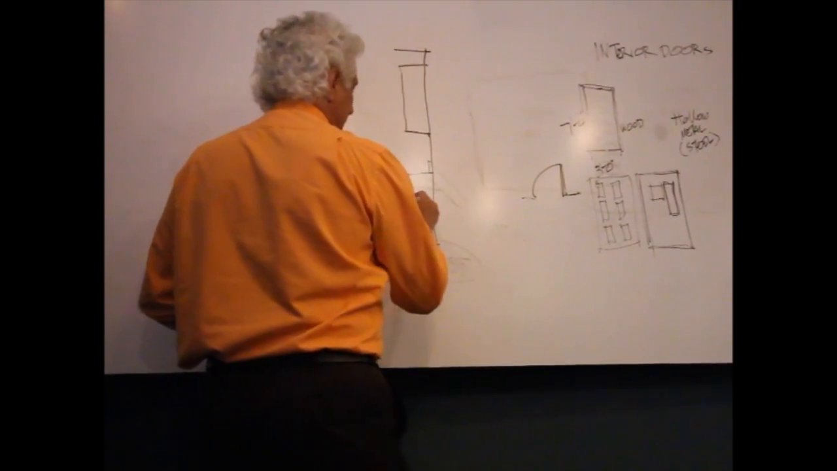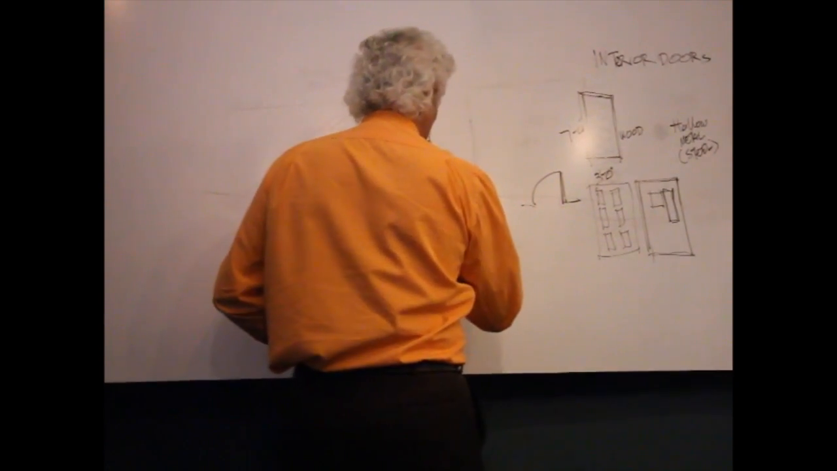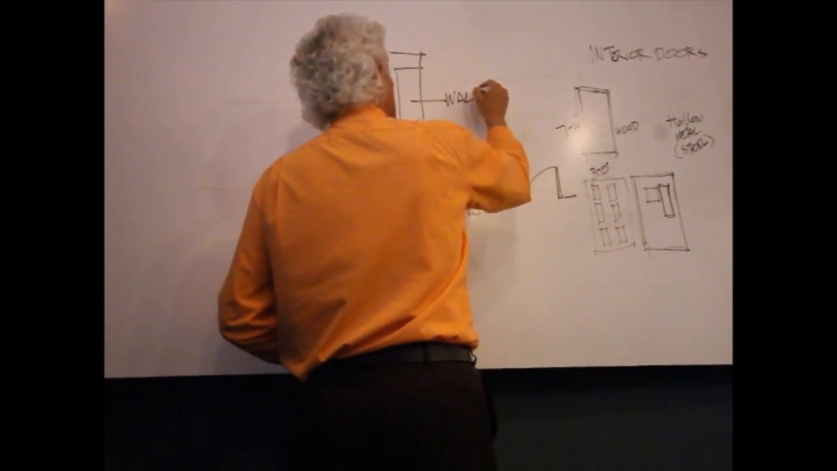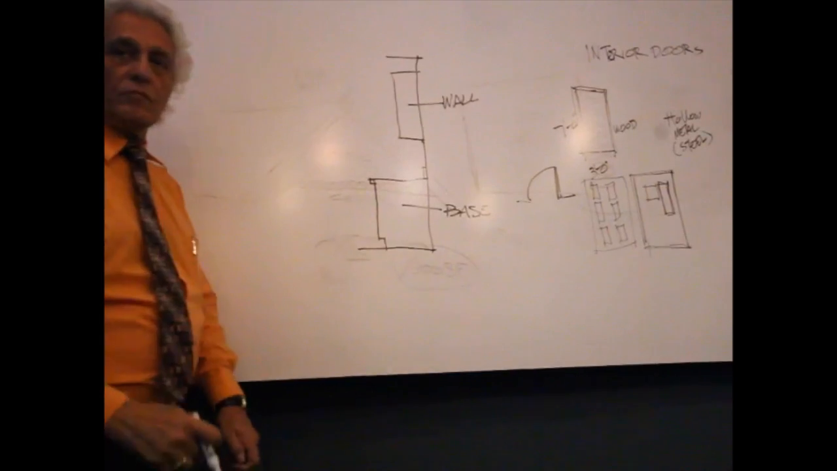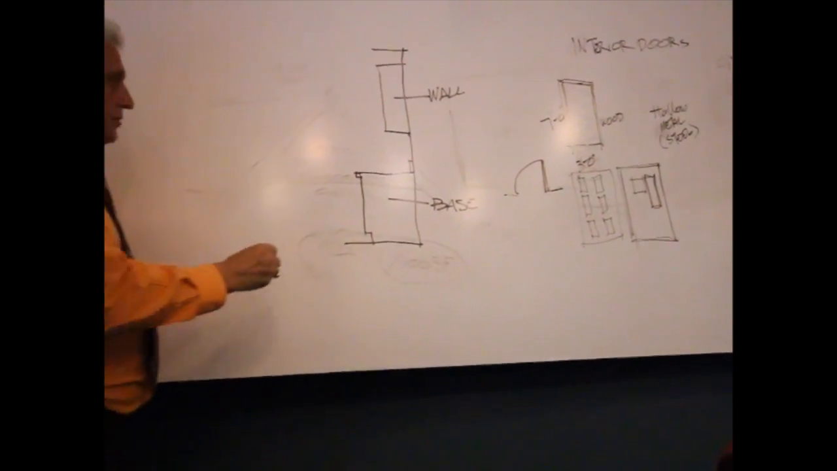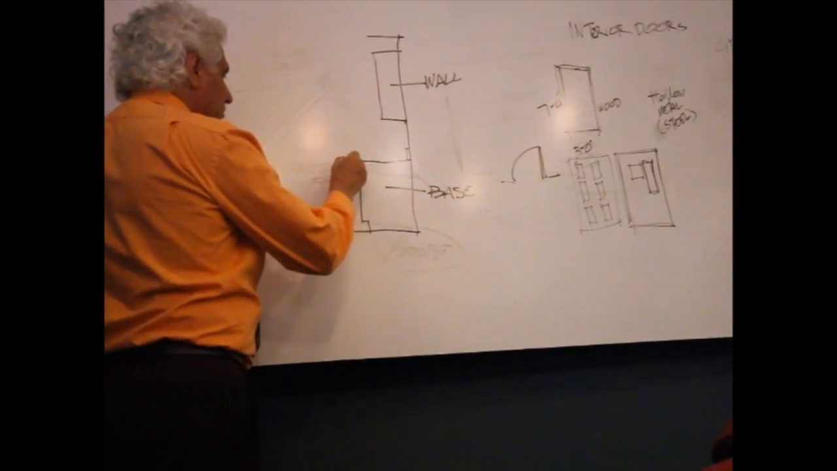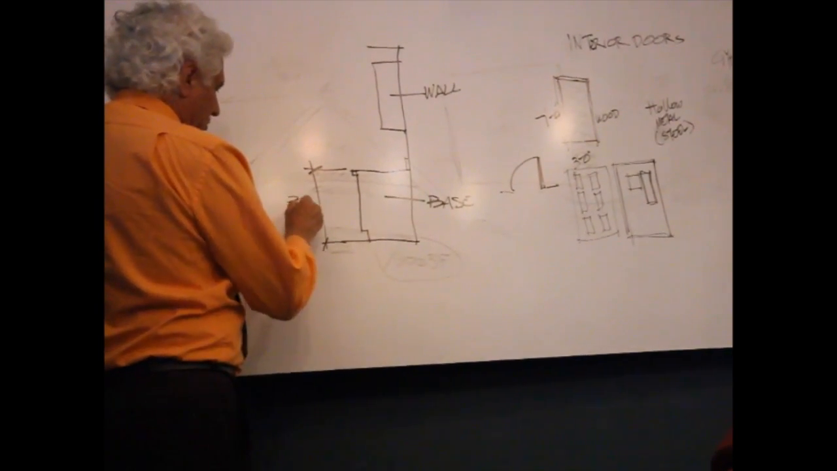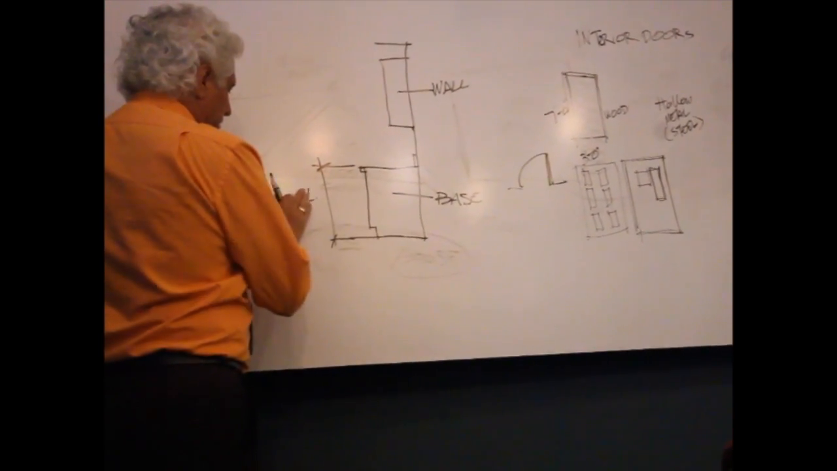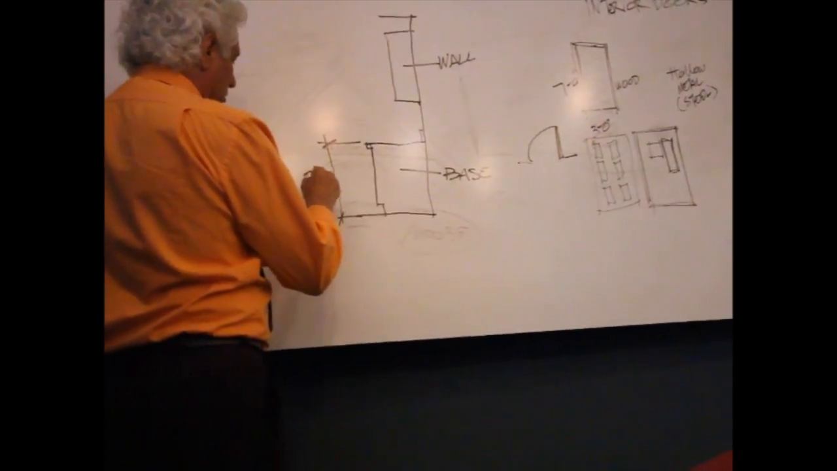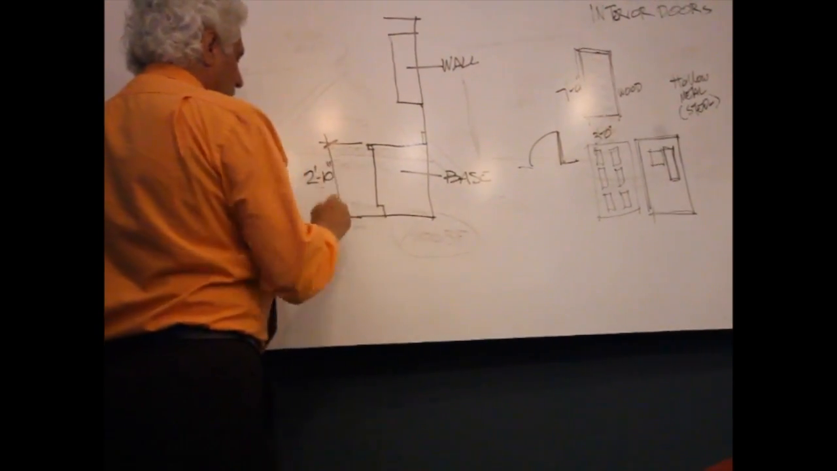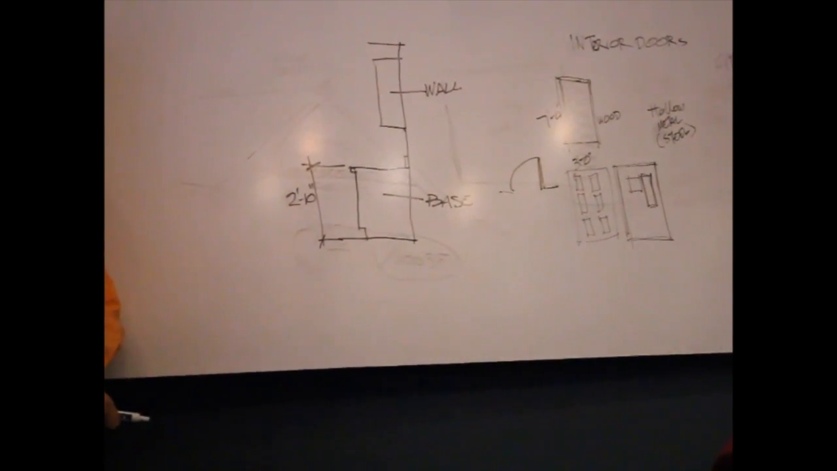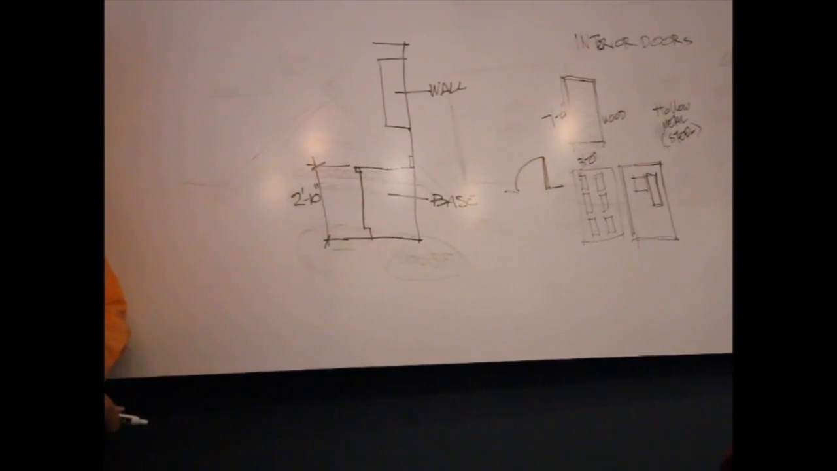You have base cabinets and you have wall cabinets. There's standardization of these. This is one change that took place when the American Disabilities Act was introduced, and that is from the counter to the floor. The counter cannot be any higher than 2 foot 10 inches.